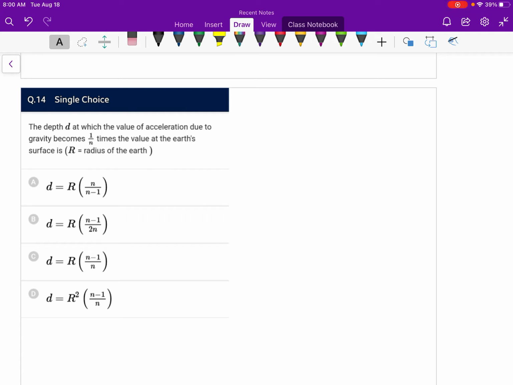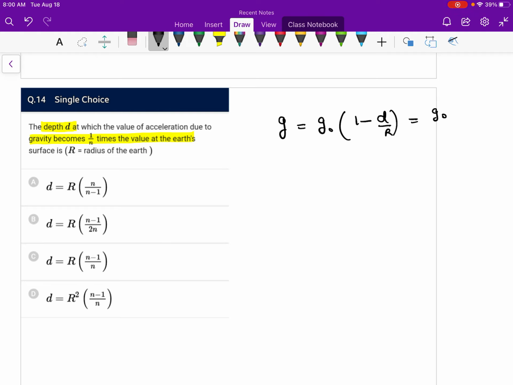If the depth d at which the value of acceleration due to gravity becomes 1 upon n, we need to calculate the depth d where the acceleration is 1 by n times the value at the surface. So we know that g at any depth is g on the surface times 1 minus d by r.